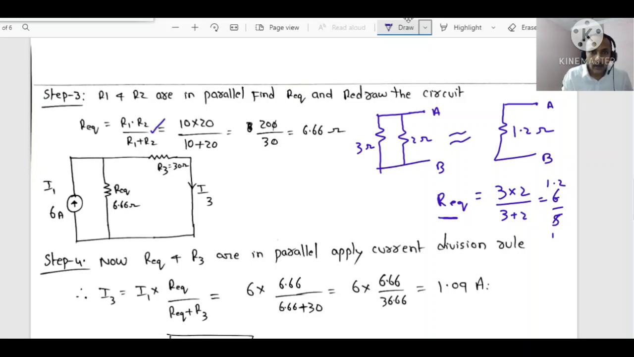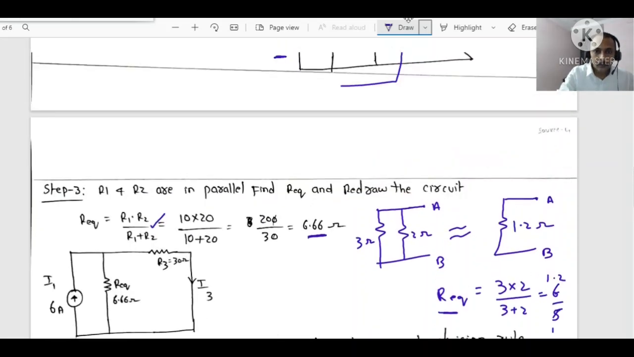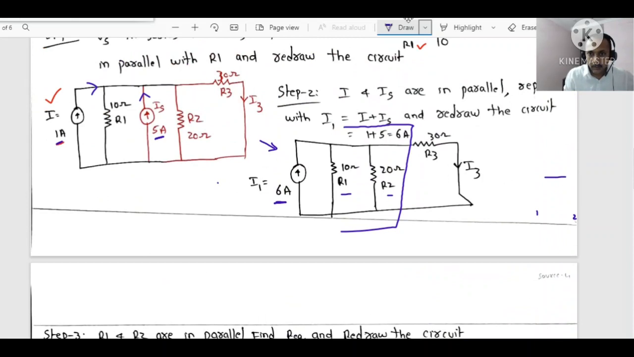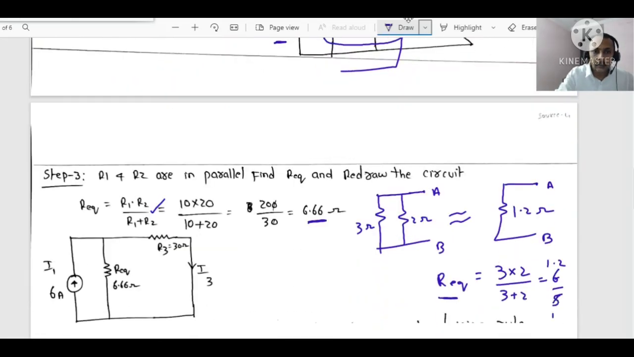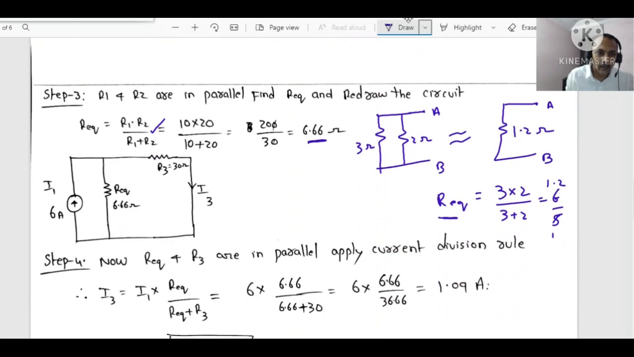Let me apply the same rule here. 10 ohms and 20 ohms are in parallel, right? So 10 into 20 divided by 10 plus 20, we will get around 6.66 ohms. Now observe the previous circuit. In the place of these two resistors, we will now draw only one single resistor, that is R equivalent, 6.66 ohms.